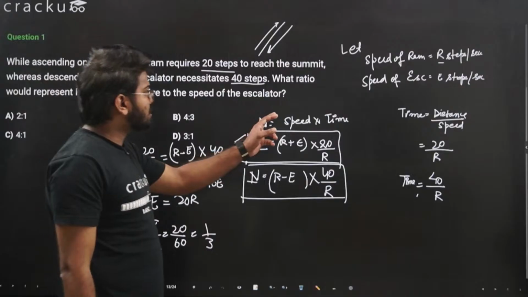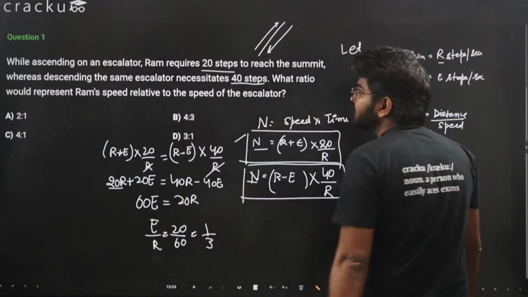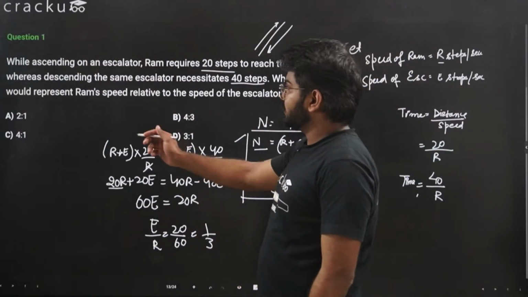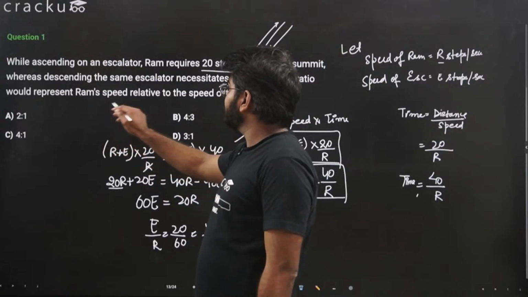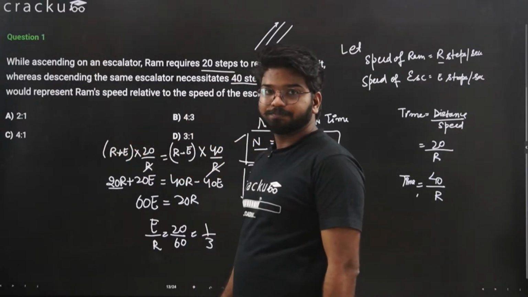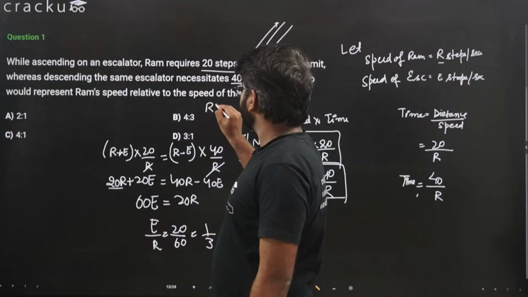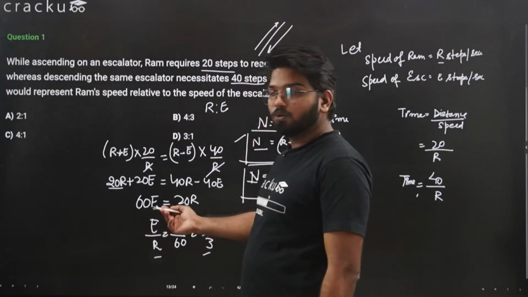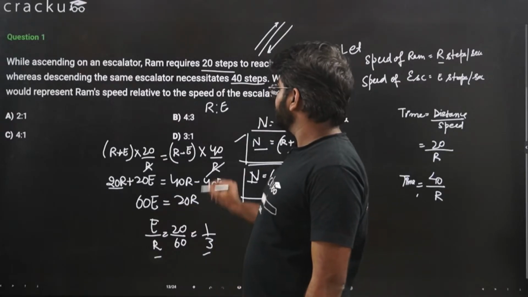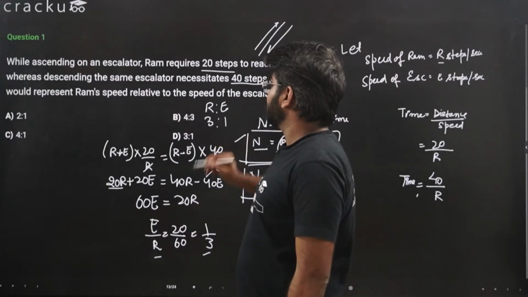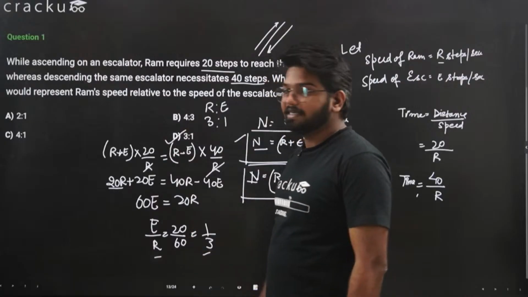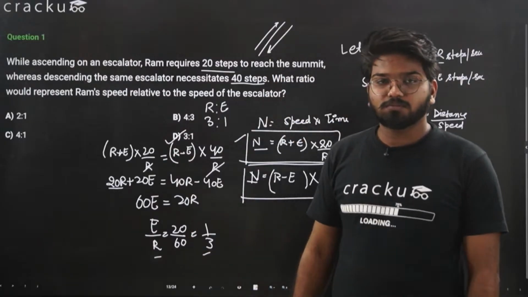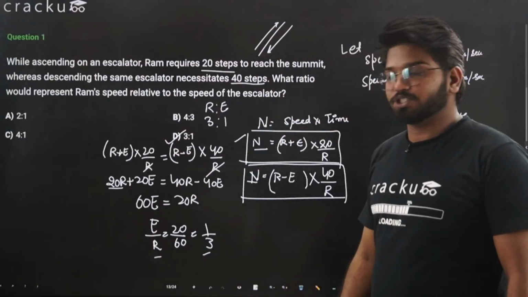Now let's see what is asked. We are asked what is the ratio, the ratio would represent the Ram speed relative to the speed of escalator. That is, we are asked r is to e. We calculated e is to r. If you take the reciprocal of this, you will get 3 is to 1. So the answer has to be option D. This was a simple question. Let's move on to the next question.